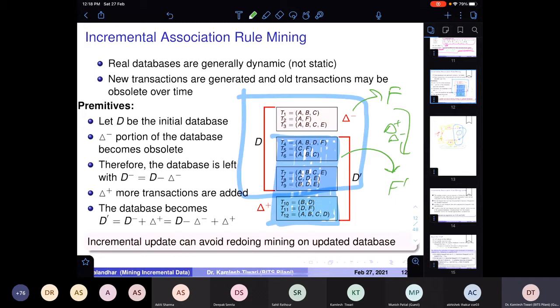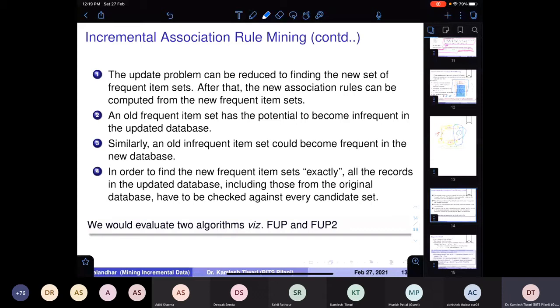Everybody is comfortable that the new database is the original database, where something has been deleted and something has been added. Delta minus is deleted, delta plus is added. How to do that? We are going to see multiple algorithms. The first two are the FUP and FUP2 algorithms. What is the FUP algorithm? Let me tell you.